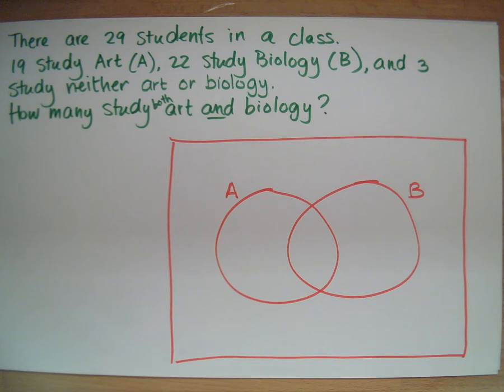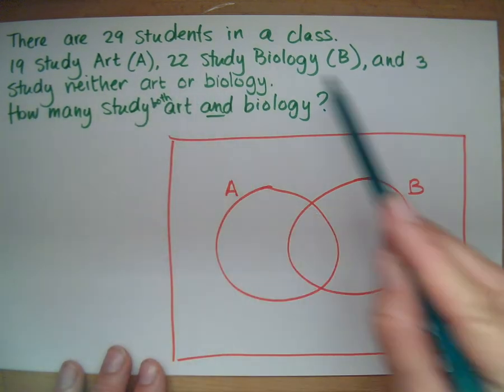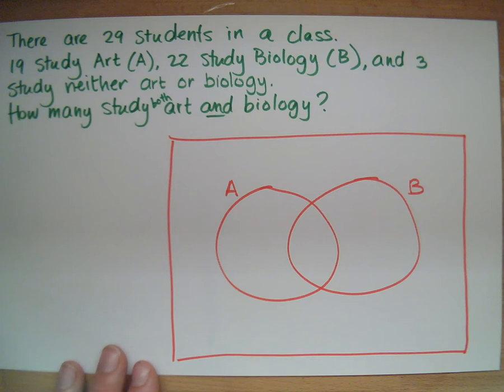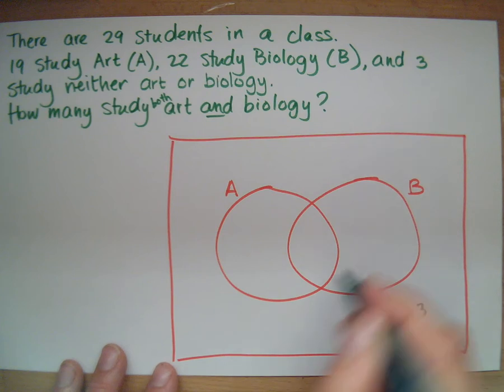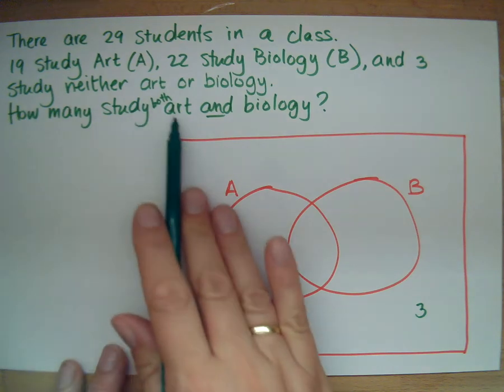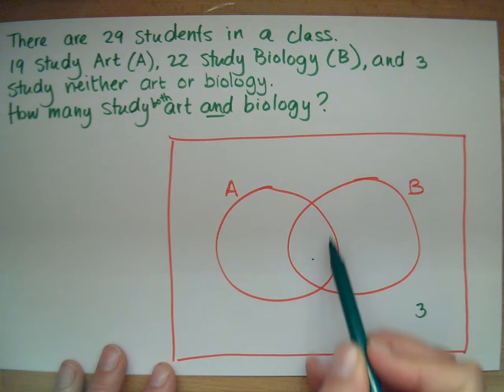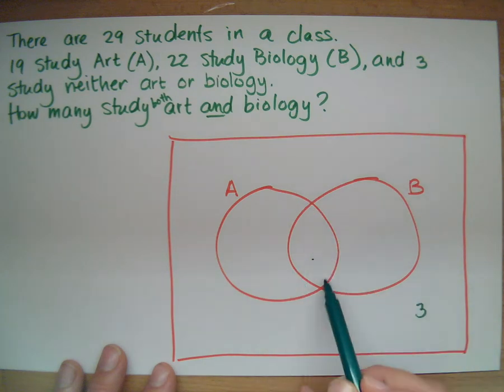We have some information already. 3 study neither art nor biology. So where do those 3 students go? They go outside of our 2 circles. That's very logical. Okay, so the question is, how many study both art and biology? That's in here, right? We want to know how many students will fall into this overlap.